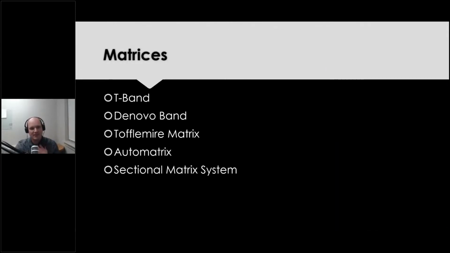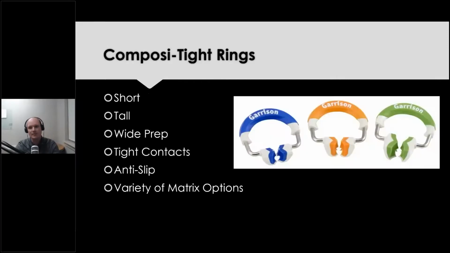If we look at matrices, there's quite a variety on the market. You can use T-bands and Novo bands. I think those work great for permanent teeth. Tofflemires are great for alloy. And the other two options are an auto matrix or a sectional matrix, really what I like to use for my posterior composites in adolescents and in permanent teeth.